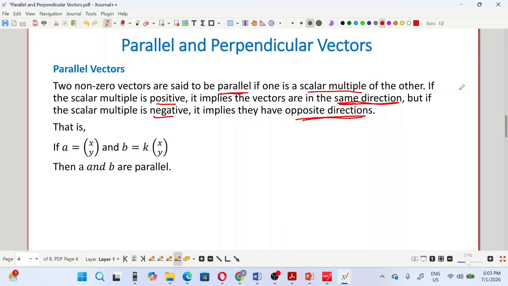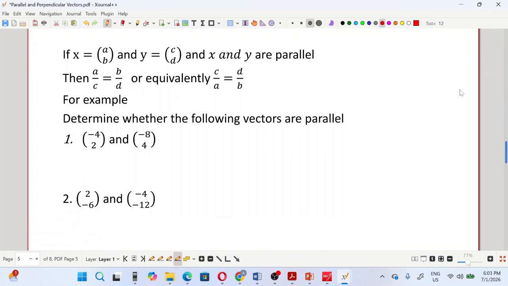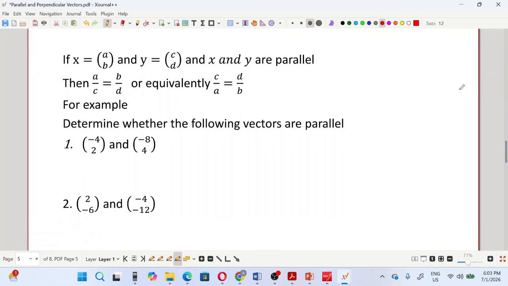That is, if A is equal to (x, y), and B is equal to (Kx, Ky), where K is the scalar, then we can see that the vector A and the vector B are parallel, right? So let's look at examples to see how. I think the example is going to explain it more.